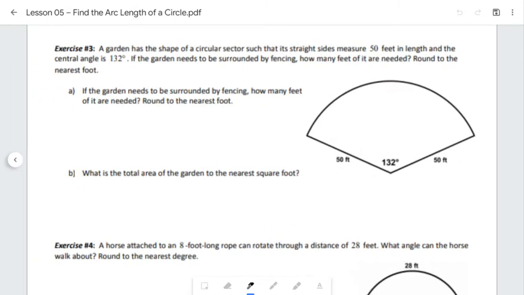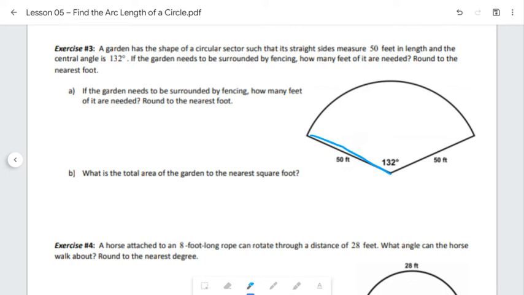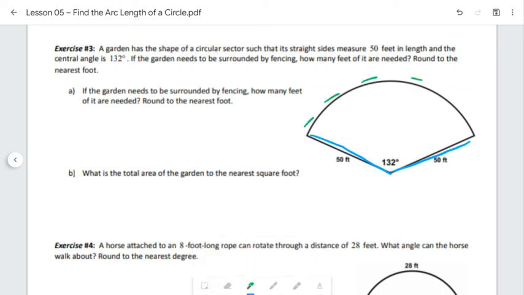We have a garden in the shape of a circular sector such that its straight sides measure 50 feet in length and the central angle is 132 degrees. If the garden needs to be surrounded by fencing, how many feet of it are needed? Round to the nearest foot. Well, I have 50 and 50. That already gave me these 100 feet of this field. But we need to find my arc length. So we need to find how long this length is here.